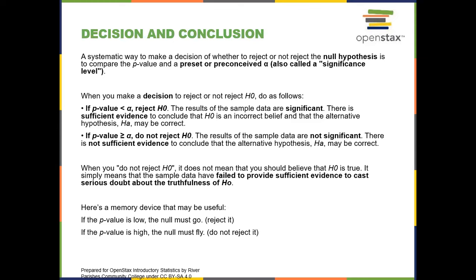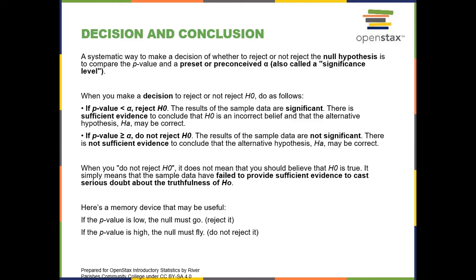If the p-value is less than alpha, then we reject H0. The result of the sample data is significant. There is sufficient evidence to conclude that H0 is an incorrect belief and that the alternative hypothesis may be correct. If the p-value is greater than or equal to alpha, do not reject H0. The results of the sample data are not significant. Okay, there is not sufficient evidence to conclude that the alternative hypothesis may be correct.